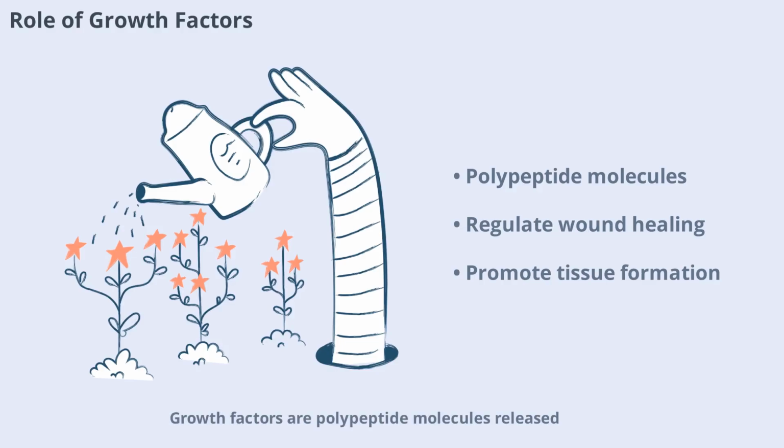Growth factors are polypeptide molecules released by cells in the inflamed area, playing a crucial role in wound healing. They are secreted by macrophages, endothelial cells, fibroblasts, and platelets. Key growth factors include platelet-derived growth factor, insulin-like growth factor, fibroblast growth factor, and transforming growth factor. These molecules regulate cell proliferation, migration, and differentiation, promoting the formation of new bone and connective tissue during periodontal regeneration.